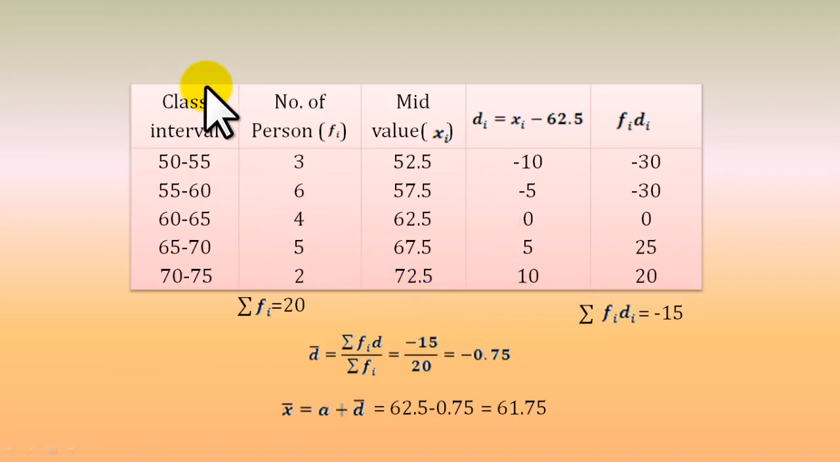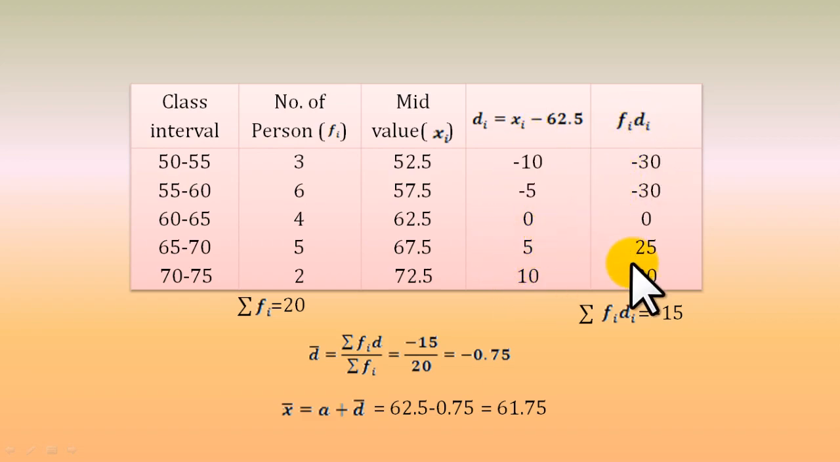Now here we construct this table by using the assumed mean method. The first column is the class interval, the second column is the number of persons, and the third column is the mid value. In the fourth column, we are using the assumed mean, that is 62.5. Here we subtract this assumed mean from the mid value. These are our values of di.